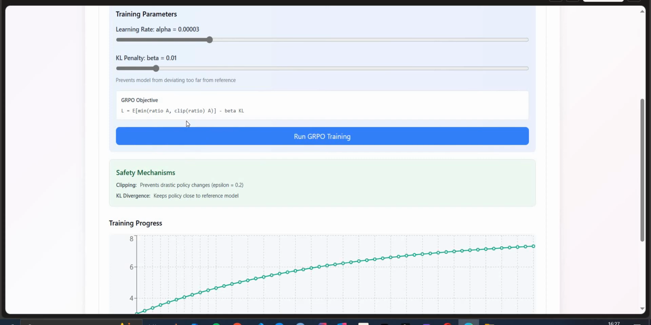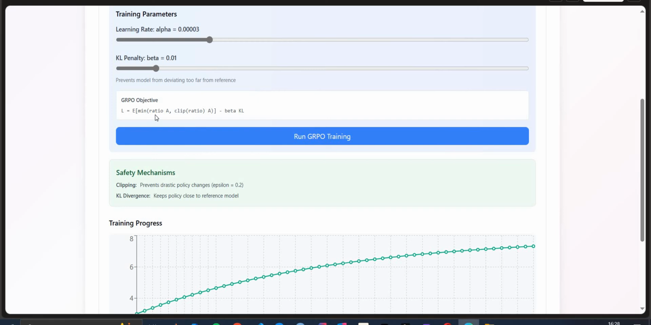If you look at the GRPO objective function shown on screen, it's written like that. What is that? R equals the expected value of the minimum between ratio times A and the clipped version of ratio times A, minus beta times KL. Let's unpack that. The ratio here is the new policy's probability of generating a given output divided by the old policy's probability for the same output. That tells us how much the new model is shifting its behavior.